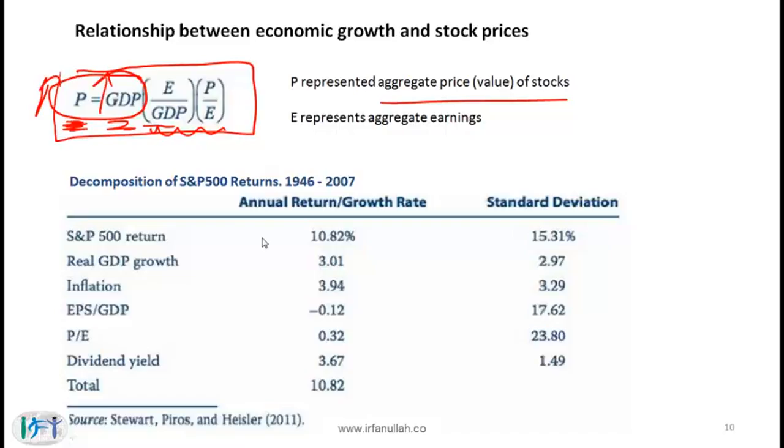Now let's look at some data. The curriculum gives us the decomposition of the S&P 500 returns between 1946 and 2007. So that's fairly long-term data. We are told that during this period, the S&P 500 returns were 10.82%.